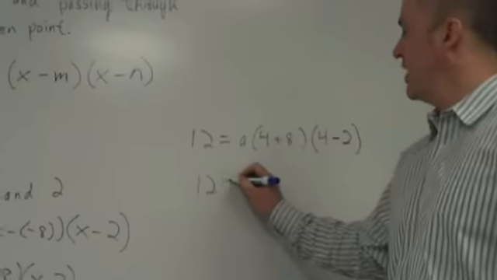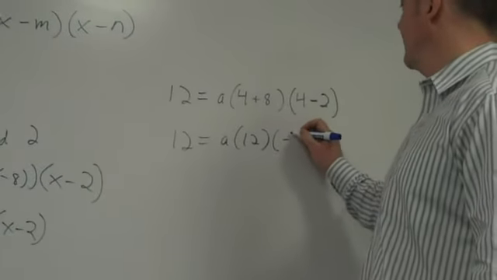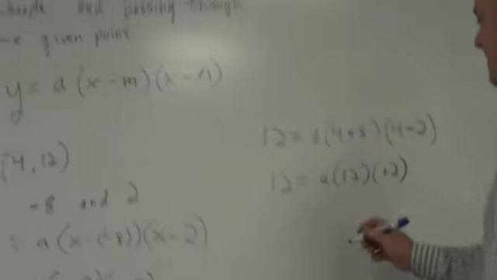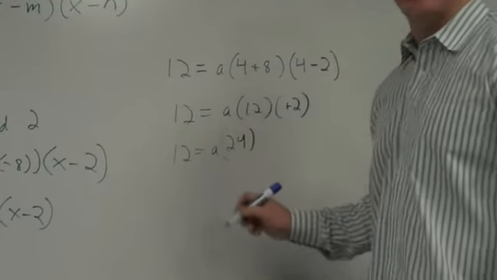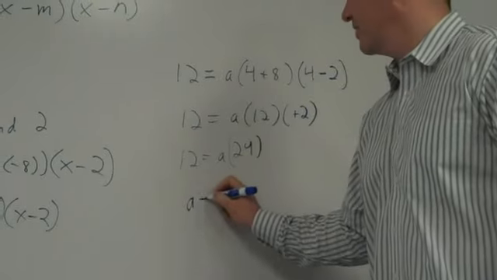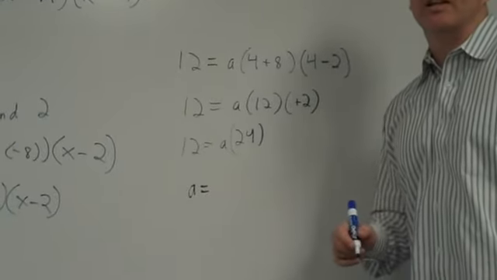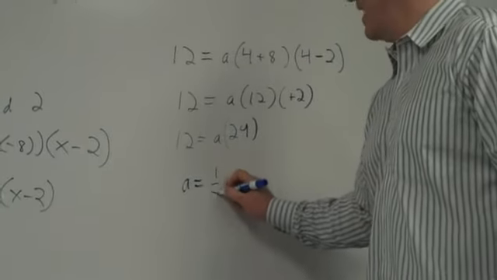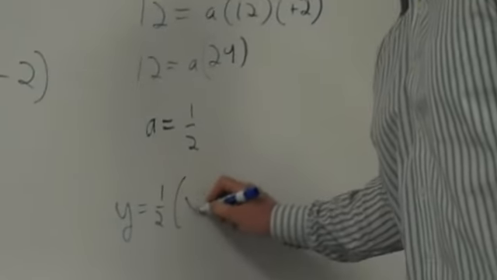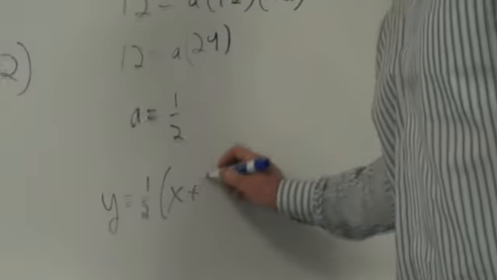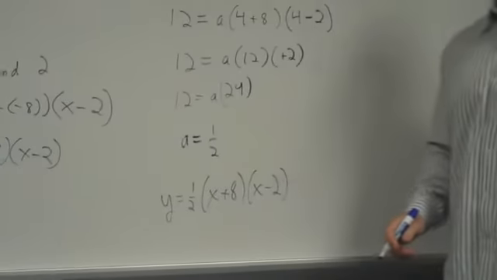So now this becomes 12 equals A times 12 times positive 2, which is 24. Yep, 12 equals A times 24. And Claire, what's A going to equal? Exactly, 1/2. Nope, you divide both sides by 24, Jordan. And you wind up with A equals 1/2, which means your final answer is that y equals 1/2 (x + 8)(x - 2).